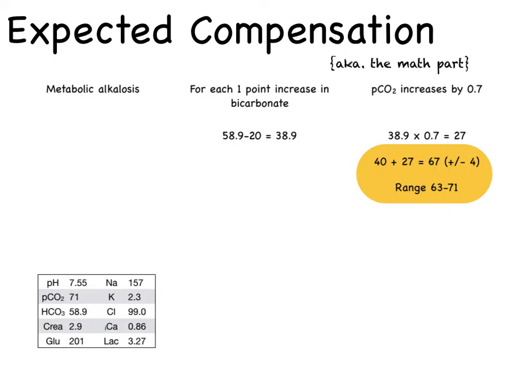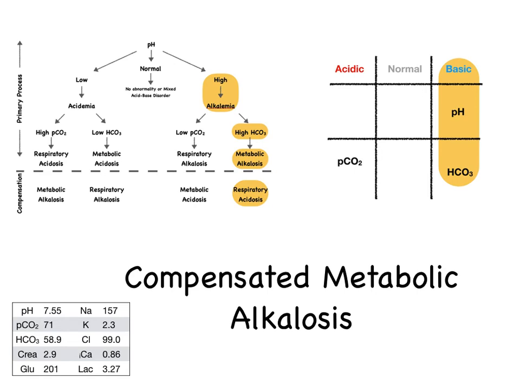So if the patient's measured CO2 falls into this range of 63 to 71, we can say that the change in the CO2 is likely all due to compensation. Our patient's CO2 is 71. It falls into our range, so his change in CO2 is probably compensation for his severe metabolic alkalosis. There's probably not something else making his CO2 go higher. So our final acid-base diagnosis today is a compensated metabolic alkalosis.